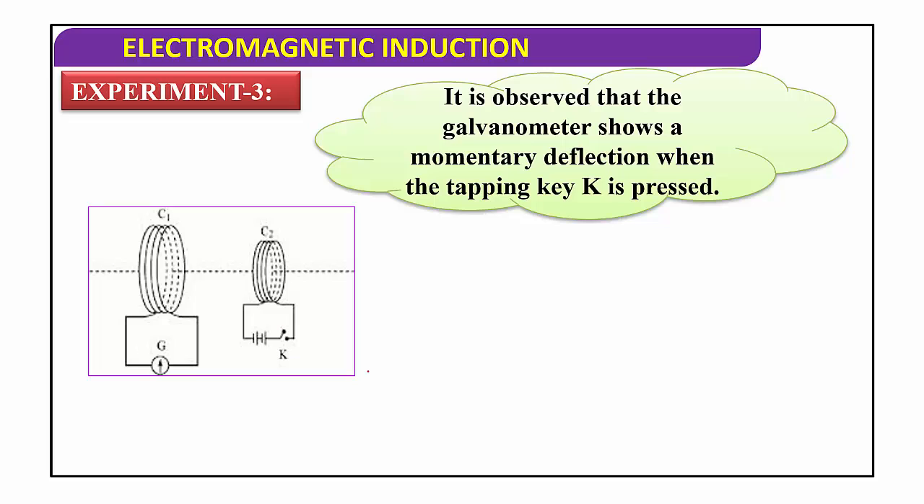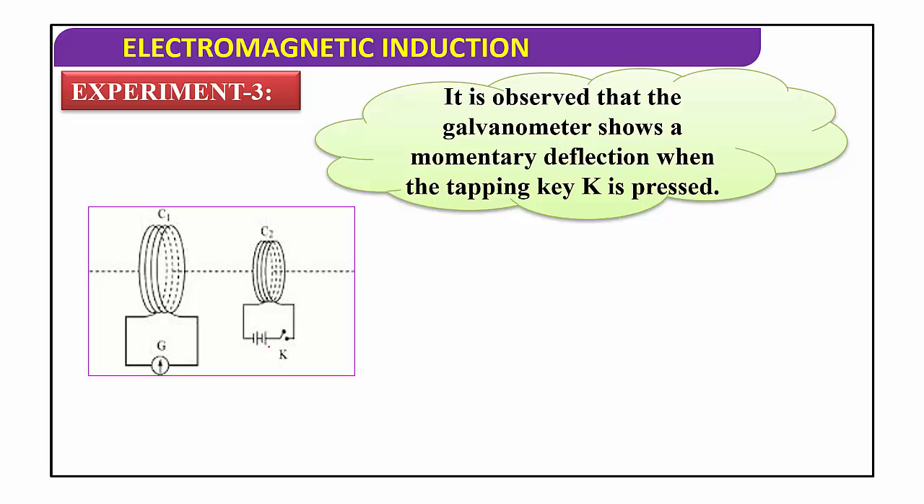Observe what happens. The battery is connected to the second coil. When the battery is switched on, the current will start to flow through coil C2. This current will flow only when the circuit is closed. So to make it a complete circuit, we have to close the key. When the key is closed, current will flow. When the key is open, current will not flow.